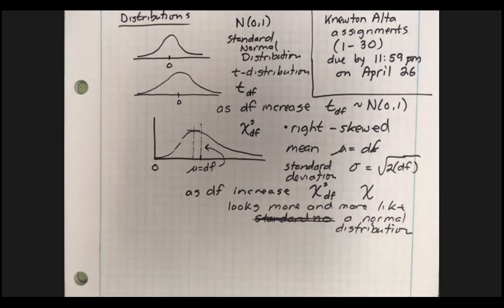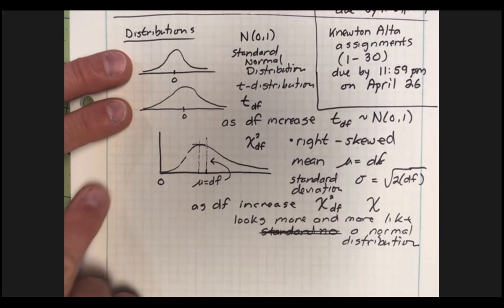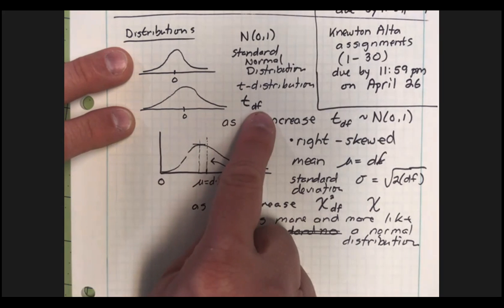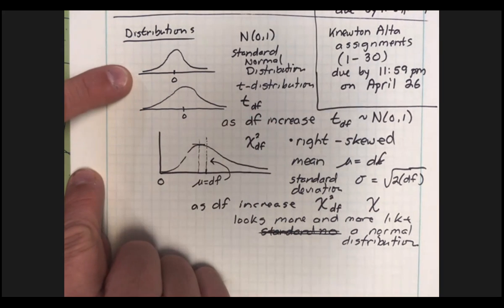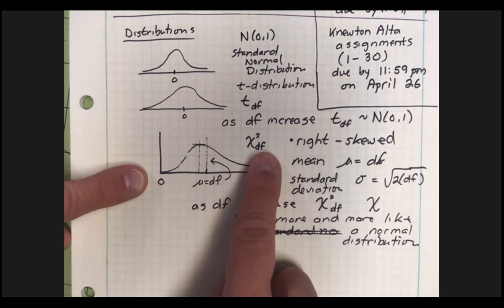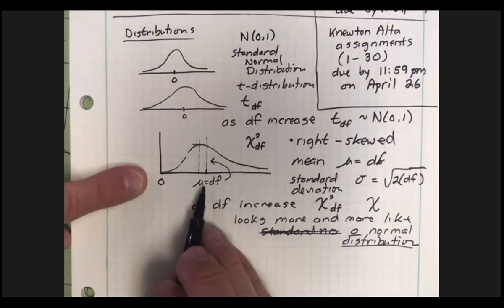So let me take you to the calculator and illustrate these side by side. The T distribution is a little bit wider than the standard normal distribution. And as the degrees of freedom increase, these two look almost the same. The chi-squared distribution is right skewed, but as the degrees of freedom increase, it looks like a normal distribution, not the standard normal distribution, because the mu is not going to be at 0. Let's pop over to our calculator for a second.